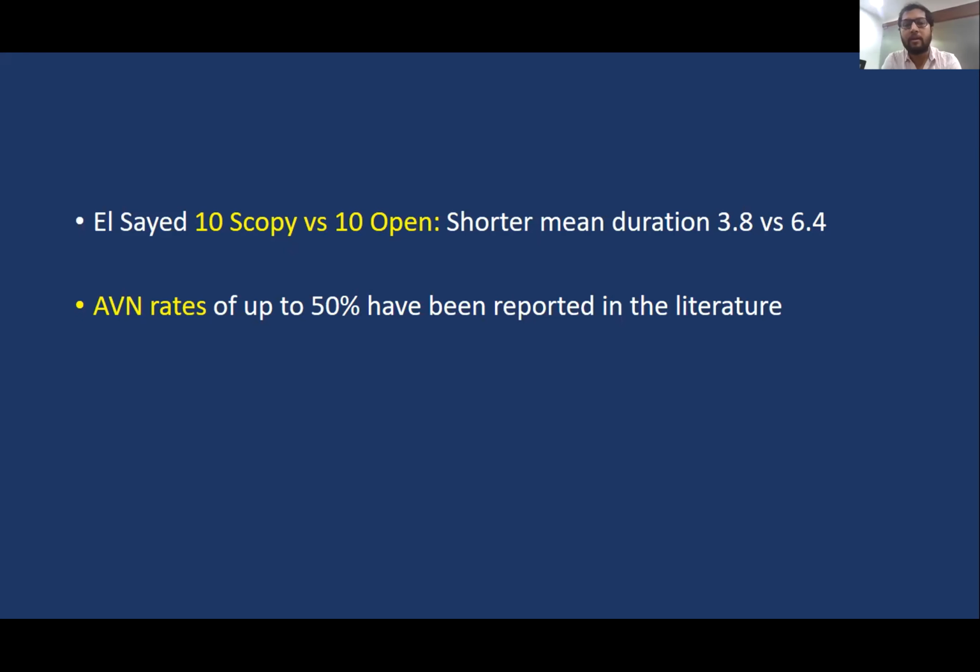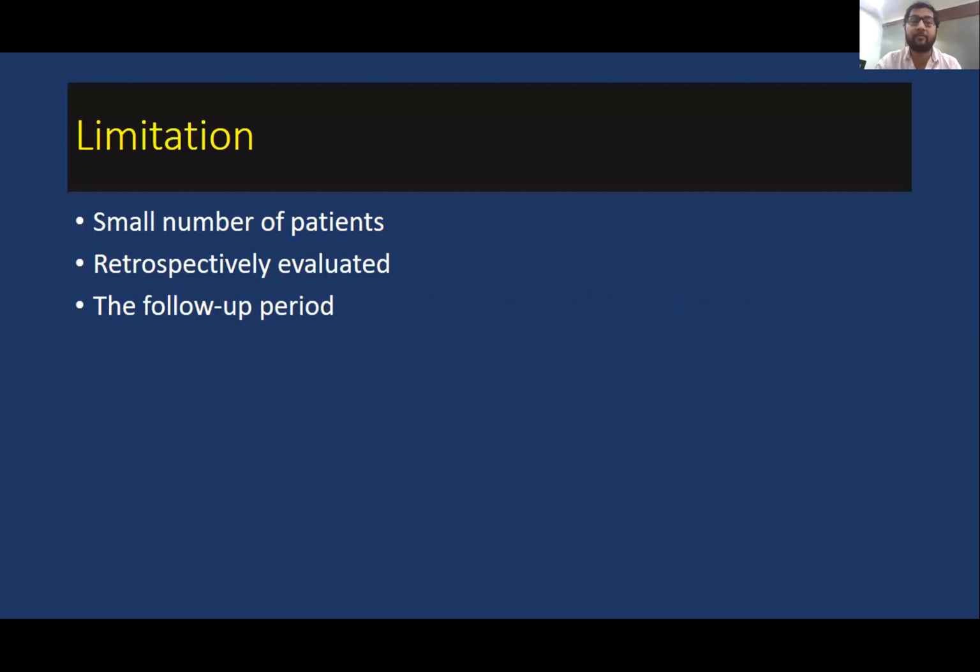They have also compared the study to the LSAT study, which is a comparative study between arthroscopy and open debridement of the hip. And they have a similar shorter mean duration of hospital stay. AVN rates in the literature have been mentioned up to 50%, but the literature also mentioned that AVN rates are seen in cases where underlying osteomyelitis is there or the primary cases present late, both of which were excluded in this study. So they have mentioned their limitation that a small number of patients were included.